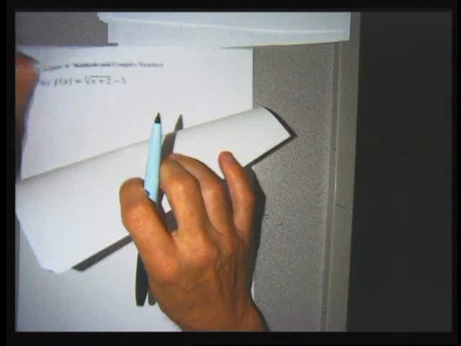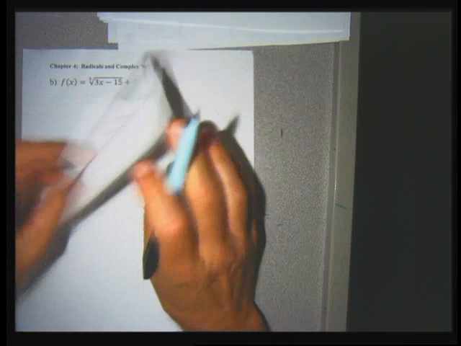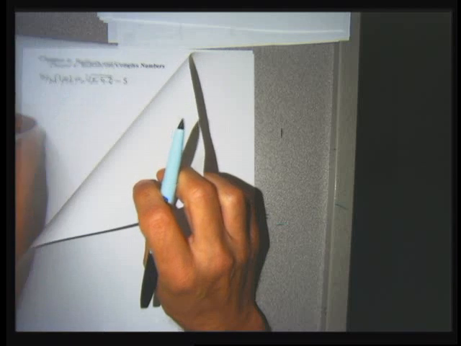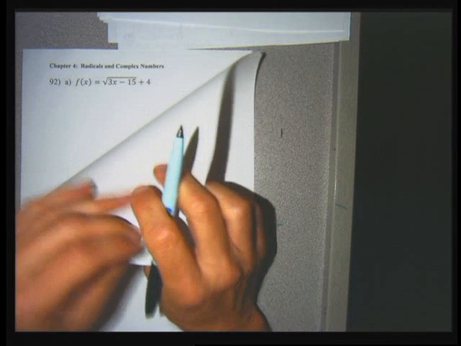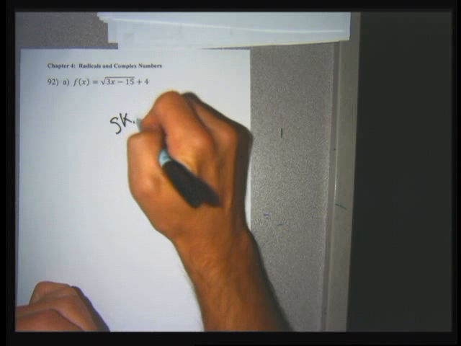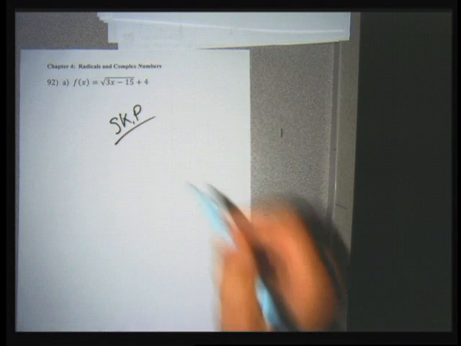I think just a couple more problems. So I'm going to do 90 and 92. Oh, 92 is going to be a little bit tricky. Let me just skip 92 and not get into the trick. So you can skip 92.